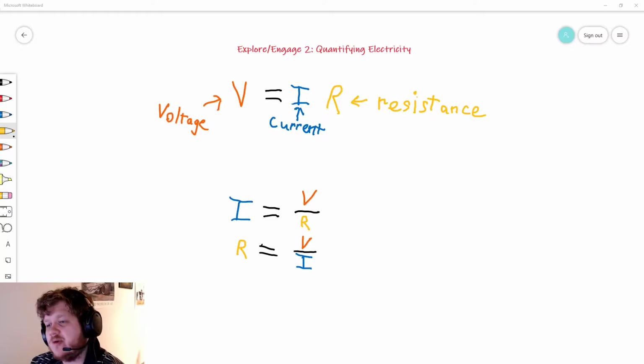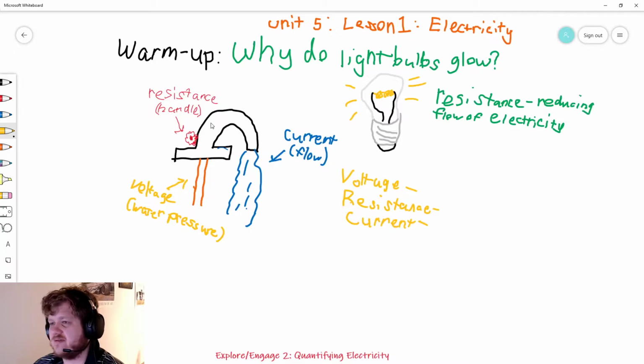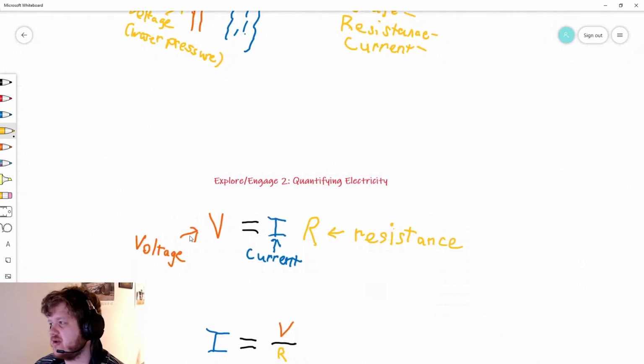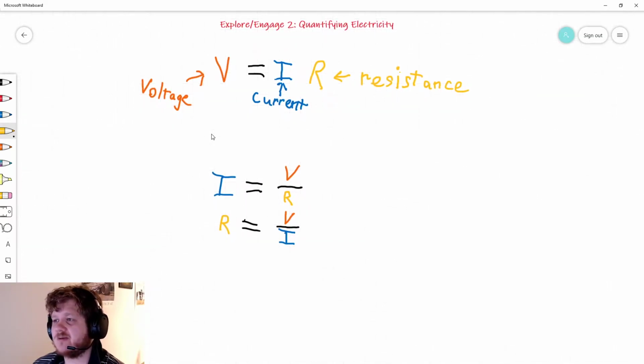Now, in the previous day, one of the things I did was talk about the relationship between current and resistance and voltage, and this example of your water faucet. Today I wanted to go into the mathematical relationship, because what you're going to be doing today in Explore Engage 2 is answering some conceptual questions and then using one of these three equations to answer some questions and solve some problems.